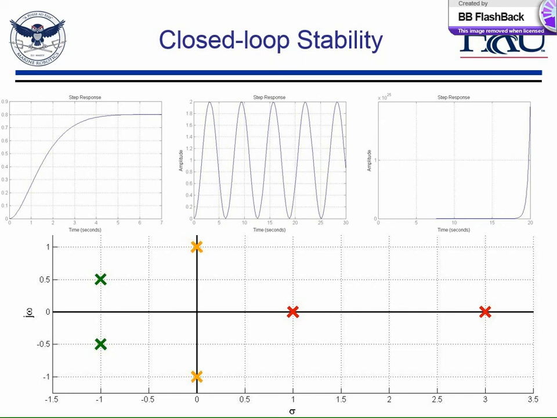So if we look at the time response of our system, with a stable system we have that nice rise to a set point. With a marginally stable system, we have constant oscillations, and with an unstable system, we have that exponentially increasing response, which in this case is driving to 10 times 10 to the 25th in 20 seconds. So that's real bad.